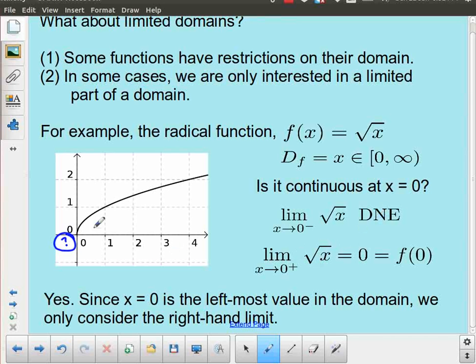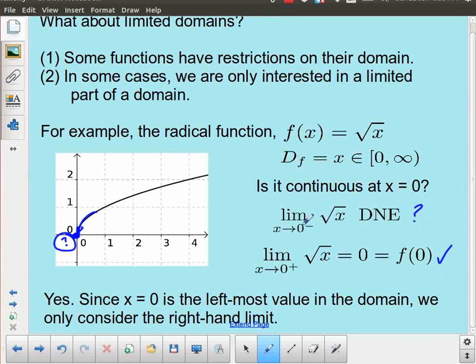To the right, everything works just fine. I trace back along this line. As I get closer and closer to 0, I close in on 0 itself, and the function has that value. I can sub in x equals 0 into the original function, so this part works just fine. So now the question becomes, how do we deal with that?